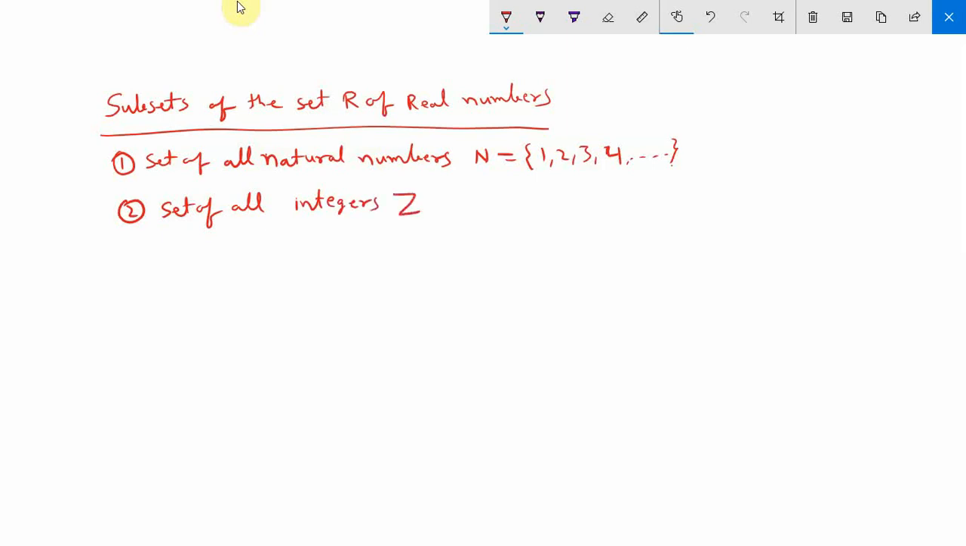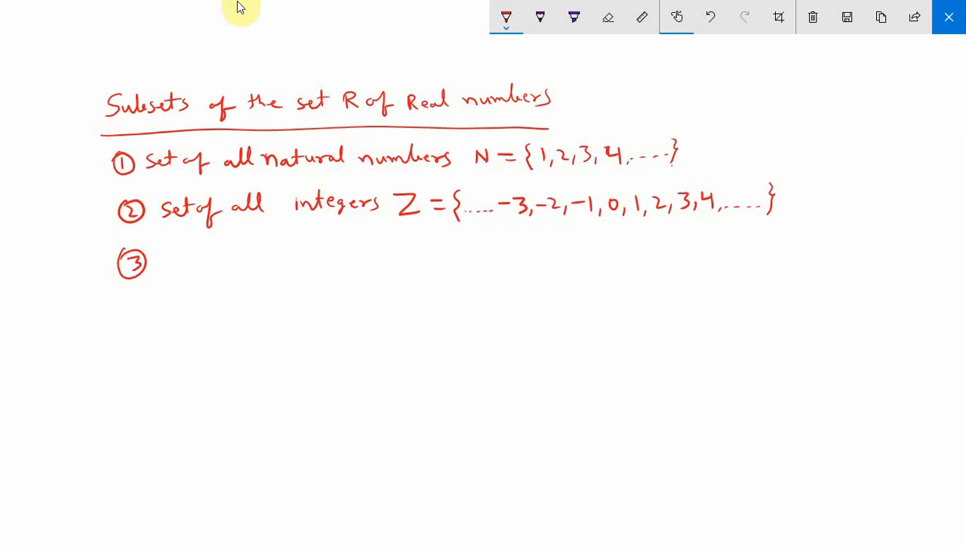This is denoted by Z, and it will be equal to minus 3, minus 2, minus 1, 0, 1, 2, 3, 4, and so on. So Z is the set of all integers, which is a subset of real numbers.